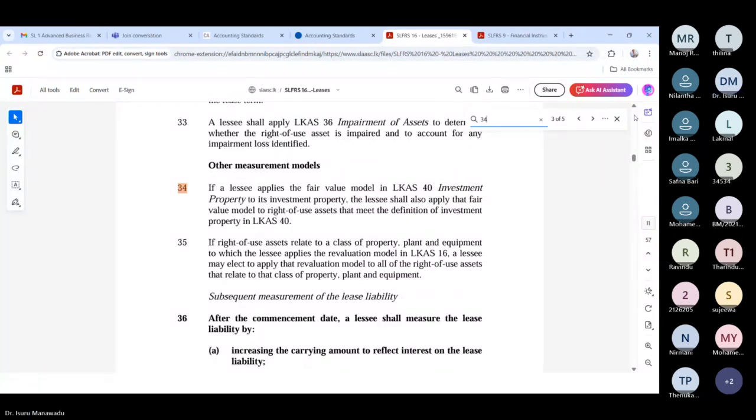Look, a connection to LKAS 40 has been given. If a lessee applies the fair value model in LKAS 40 Investment Property to its investment property, the lessee shall also apply the fair value model to right of use assets that meet the definition of investment property in LKAS 40. That is the point. So for the land also we can apply the fair value model.